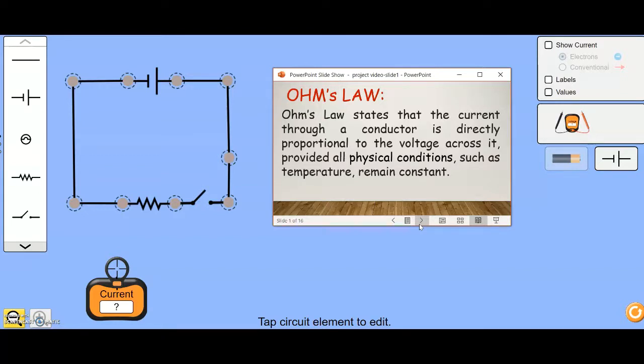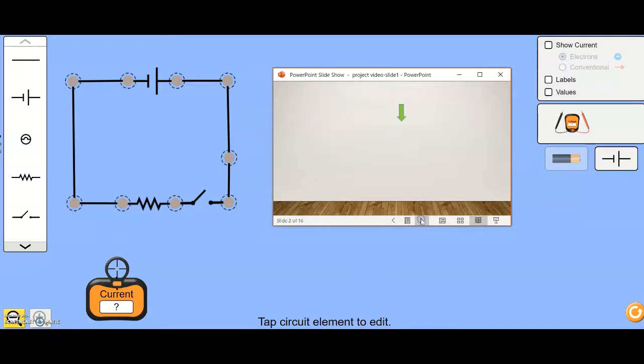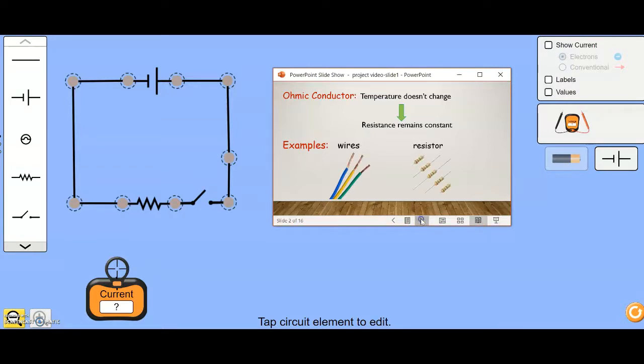So what's the story behind temperature needing to be constant? Conductors that follow Ohm's law, we call ohmic conductors, and otherwise non-ohmic conductors. For ohmic conductors, if we increase the voltage across them, the temperature doesn't change, and this leads to constant resistance. Examples are wires and resistors.